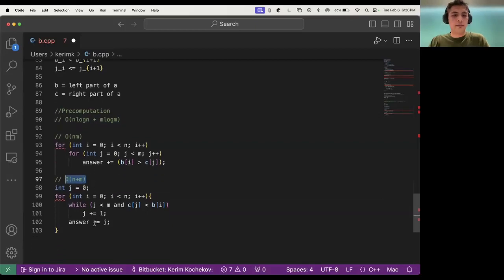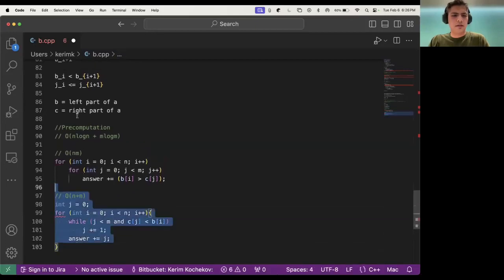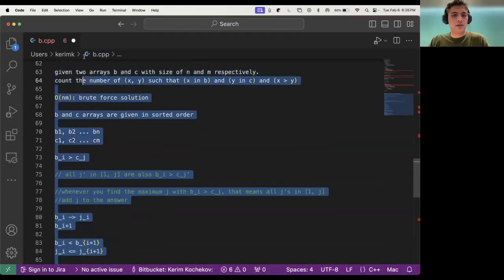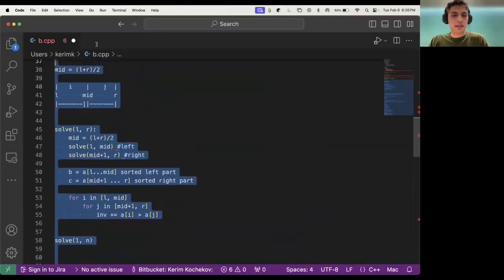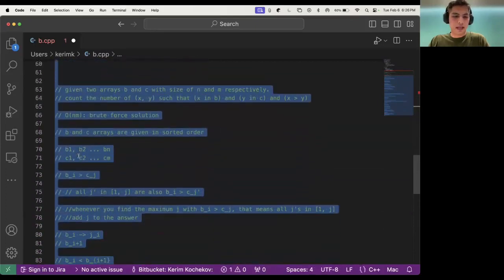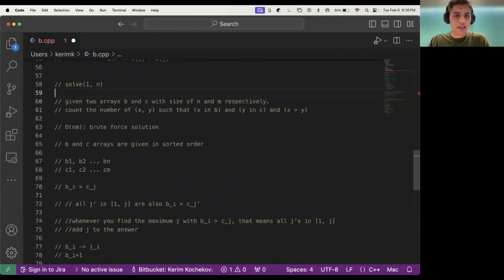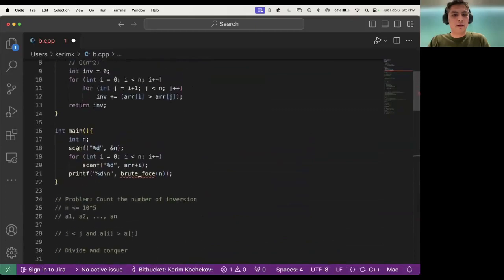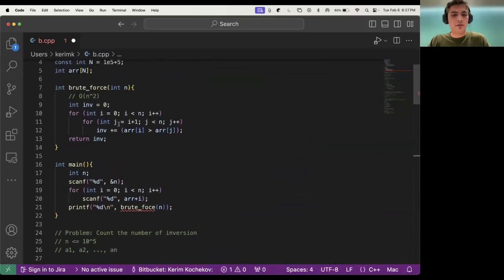Let's go to the implementation side. I will not be losing these files because I can use them in the main algorithm. So I will put all of this in a comment. If there's any part that doesn't make sense, you can definitely ask, and I can come again and explain that. And yeah, so here we have a brute force algorithm.